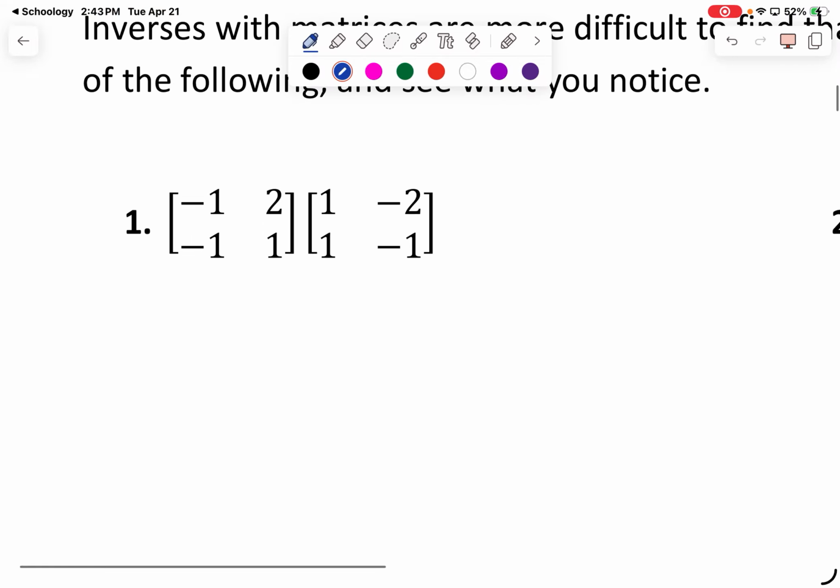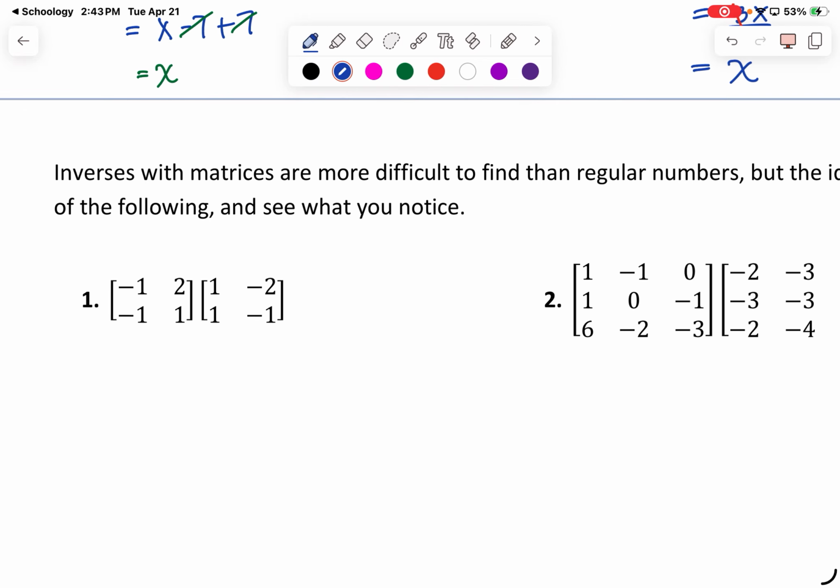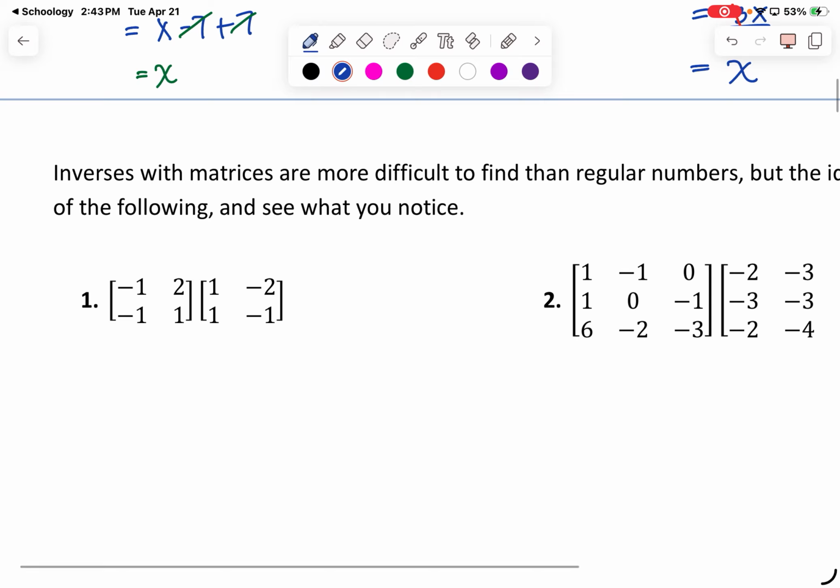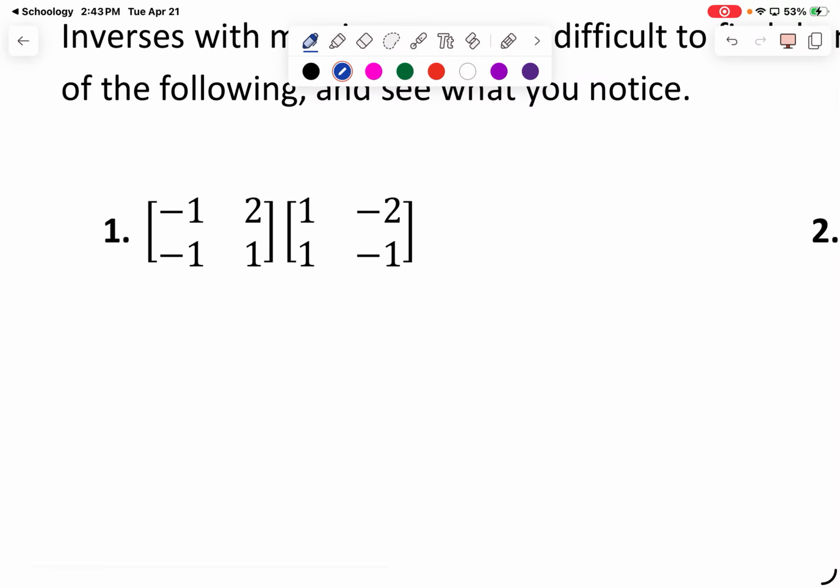And we're going to show that they're inverses of each other by multiplying them. I guess that's what you're supposed to notice, but we're going to multiply these to show that you do get the identity matrix. So let's go ahead and do that real quick. And the same thing with the next one, okay? We are going to multiply this by hand, okay? So a 2 by 2 times a 2 by 2 is a 2 by 2.